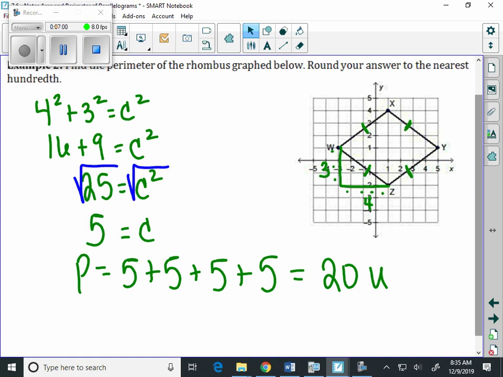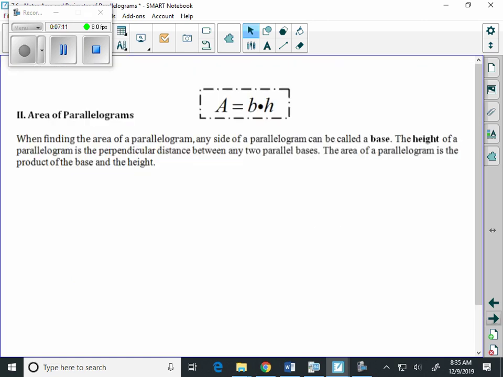So there's the basics of perimeter. As we flip our paper over, let's look at area. In area of parallelograms, the formula is base times height.